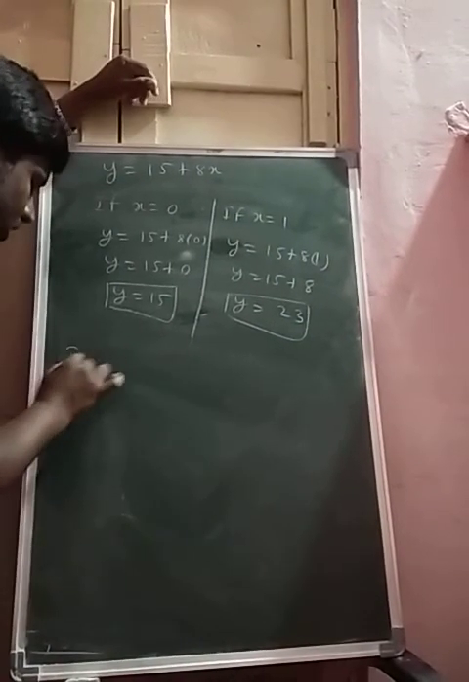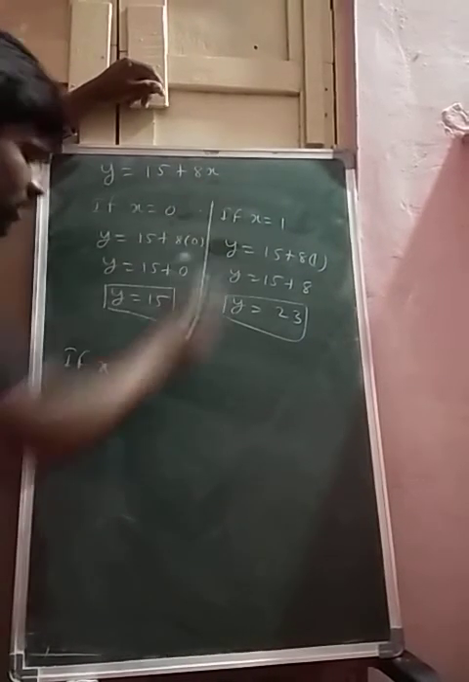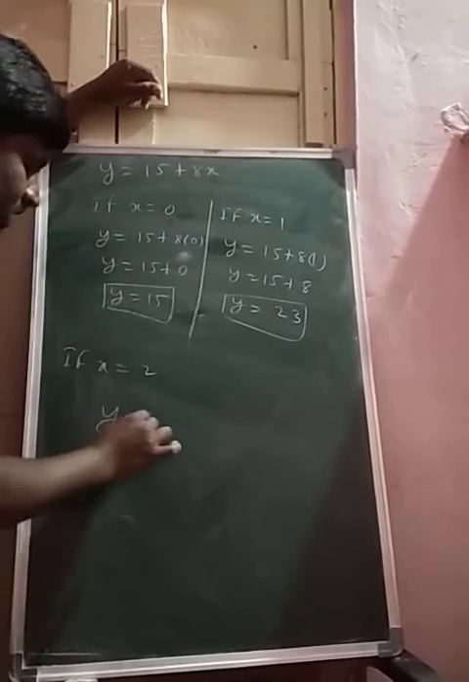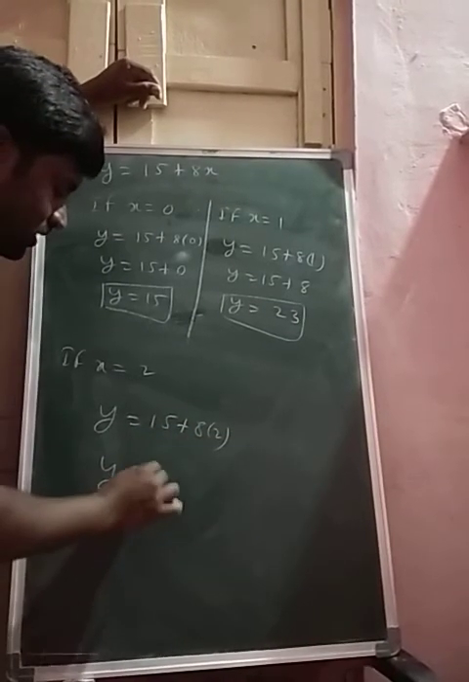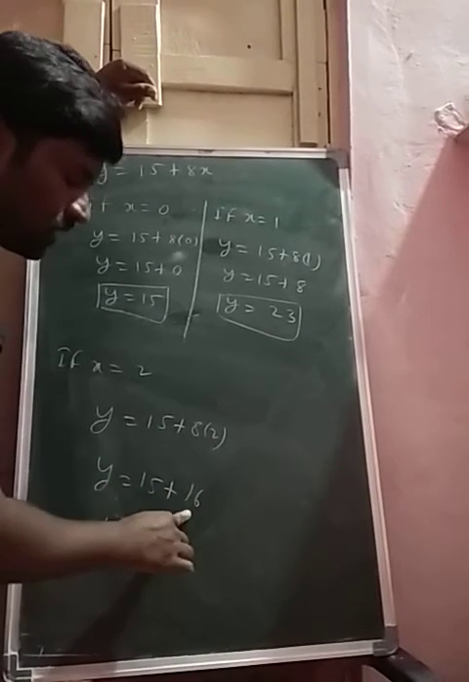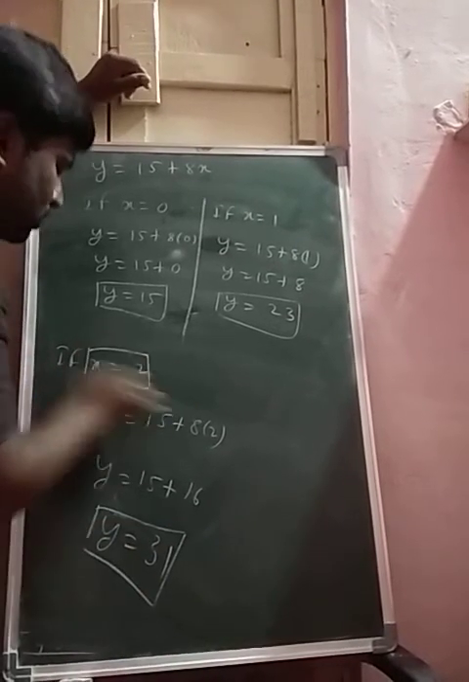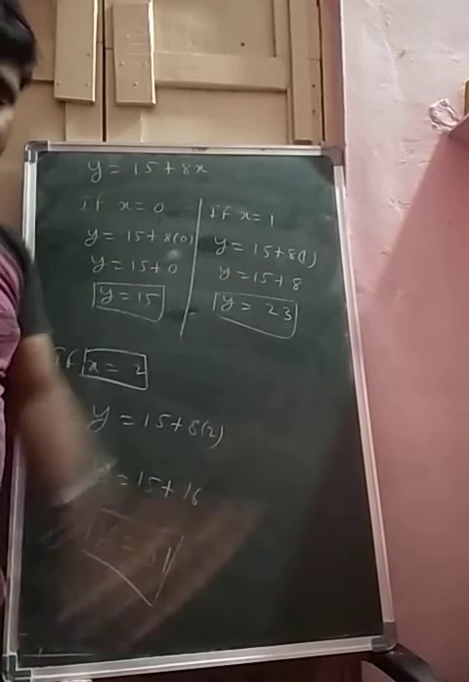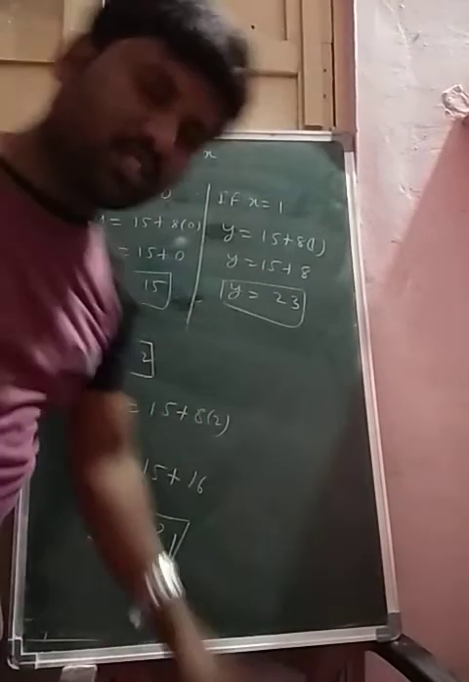Like that we take different values. If x is equal to 2, then y is equal to 15 plus 8 times 2, that is 15 plus 16, which is 31. So we get many solutions for a linear equation in two variables. Now I am going to draw the graph, taking only 3 points.